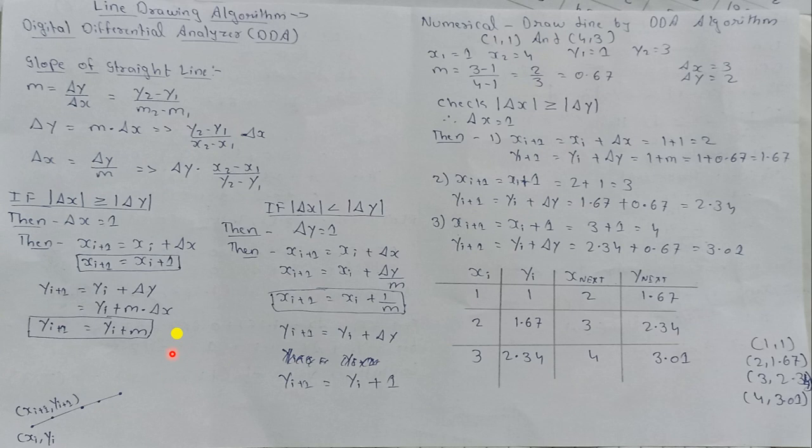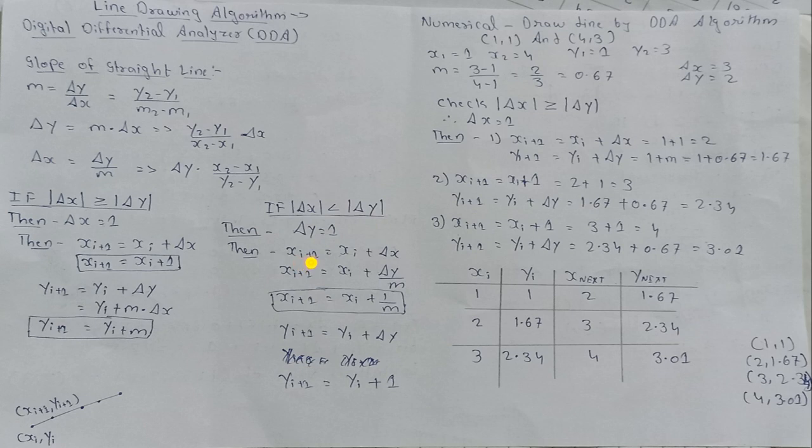So this is the part for when delta x is greater than or equal to delta y. If delta x is less than delta y, then we have to use this other case. So let's see this also.